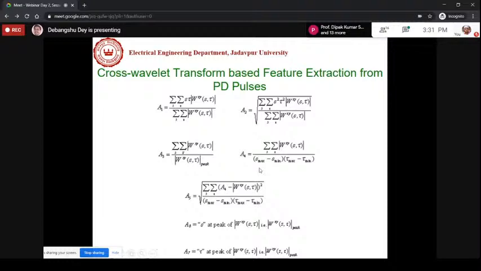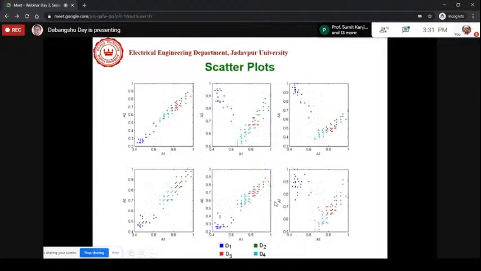Again, we have performed some statistical parameters. We have chosen only 7 features here. The 7 features we have plotted with respect to A1, so 6 plots will be there. These different colors mean different types of PD, and they can be identified from these plots. We can see that they can be identified using some rule base because they are at different positions.